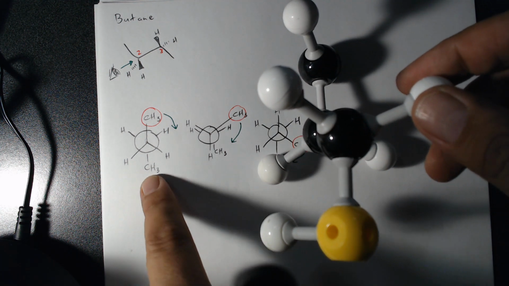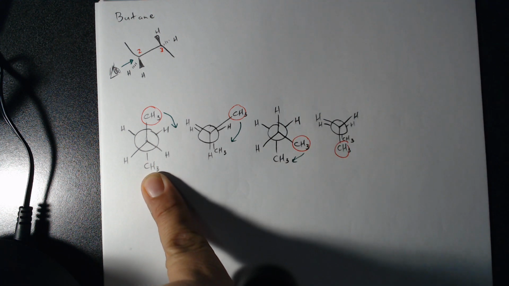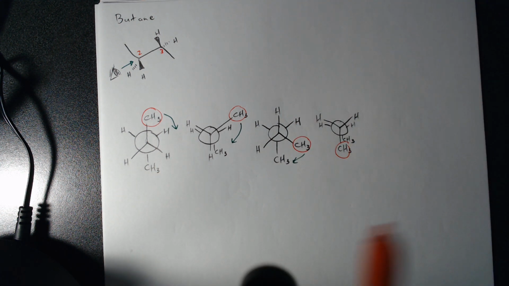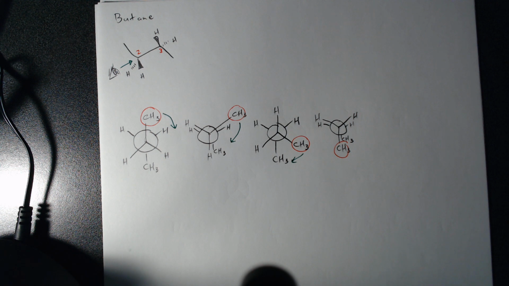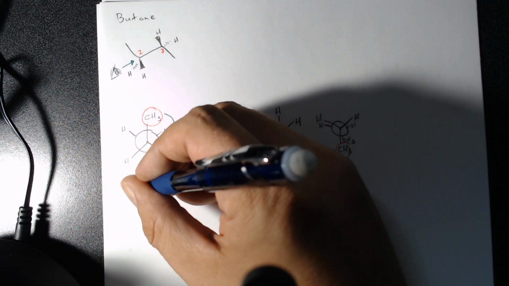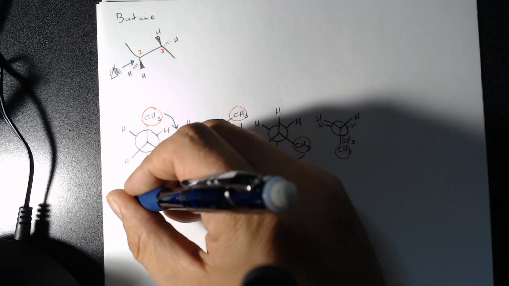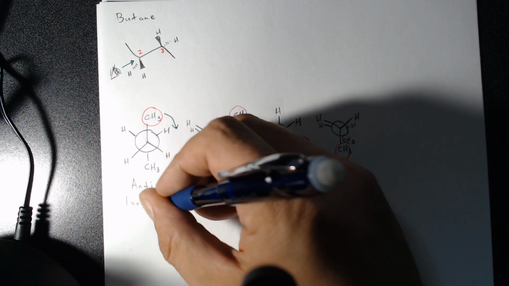So this one actually matches the first one, right? This one right here is referred to as, it still is staggered, but specifically it is the anti conformation. So it's anti, and this one here, large groups.